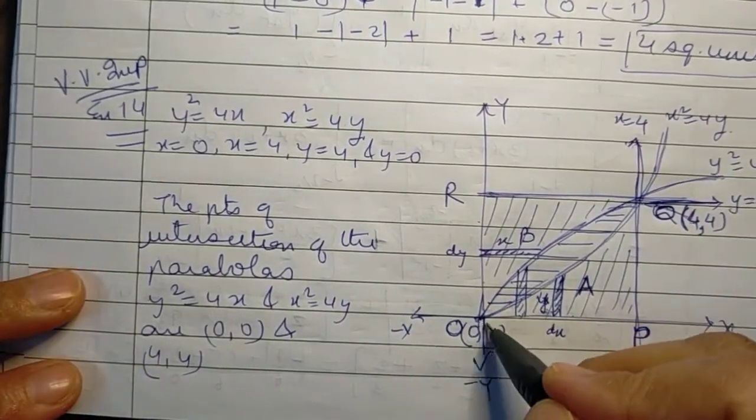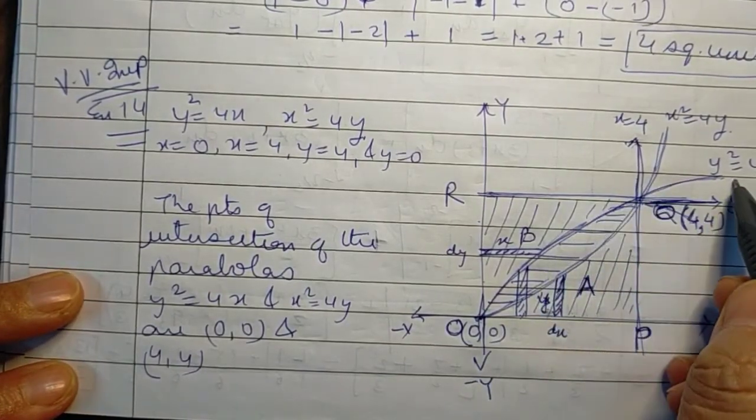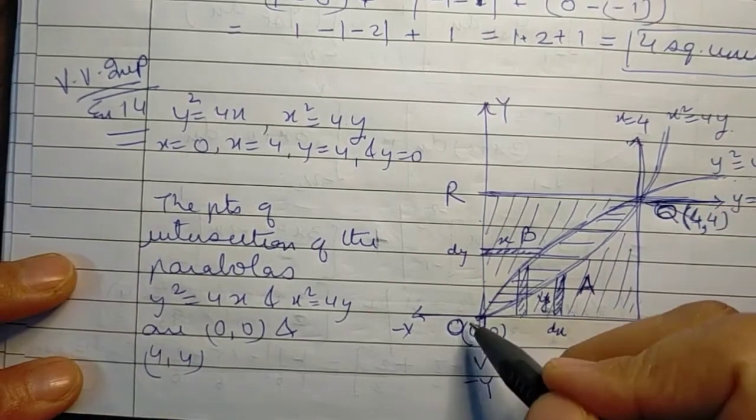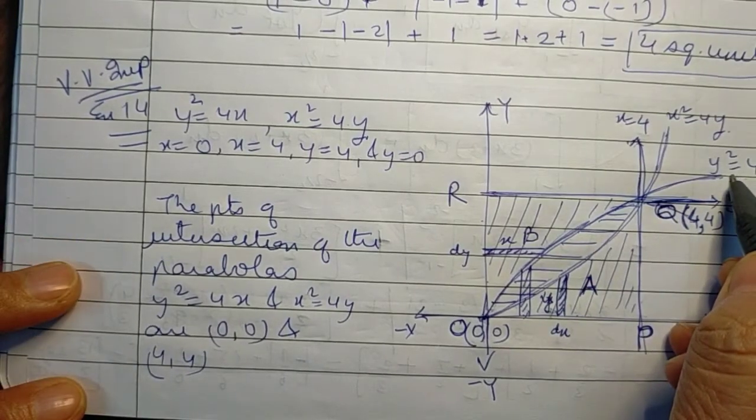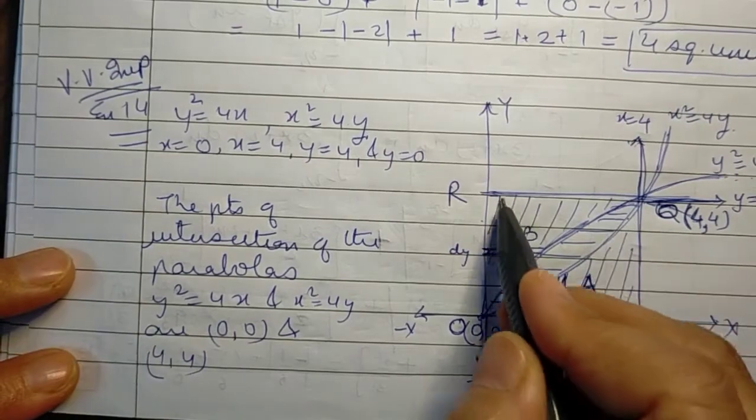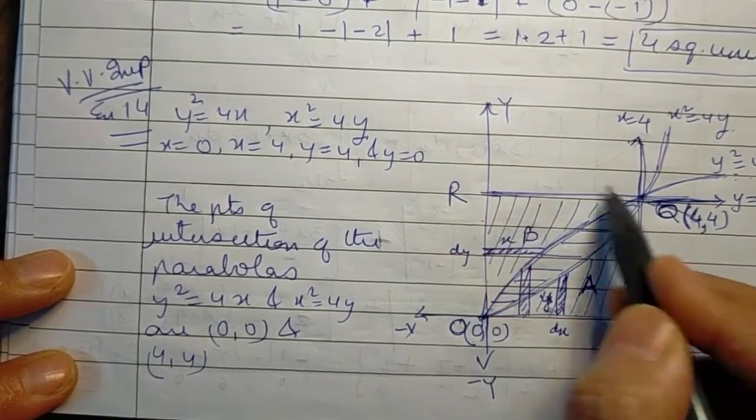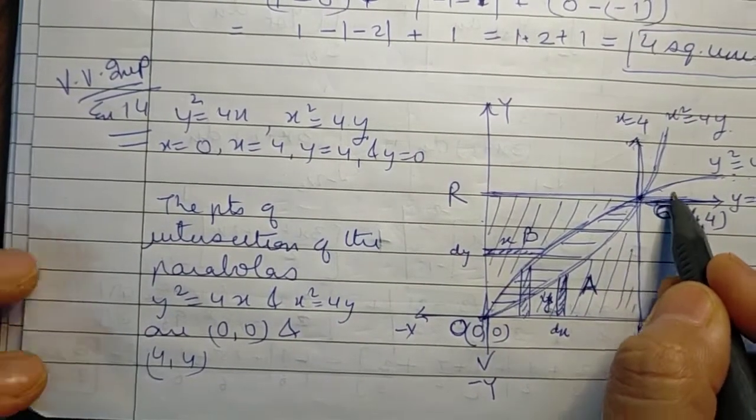So when we draw, this curve is x squared equal to 4y, this one is y squared equal to 4x. So what we have to find is this area. Then the square is formed by joining the endpoints, because when we solve we see that the point of intersection of these two curves is 4, 4.